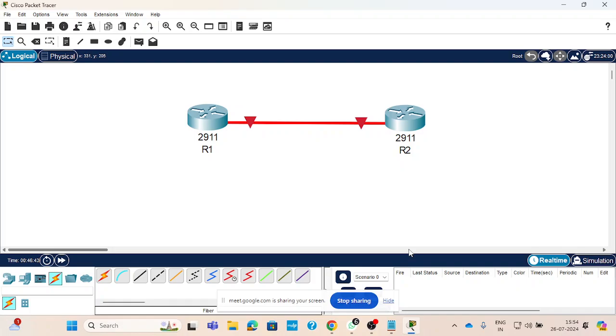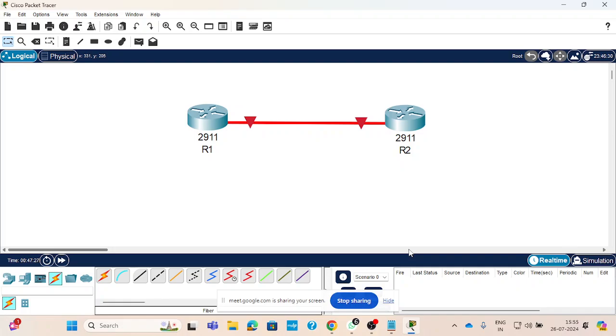So I have router 1 and router 2, and I'm designing a topology. I have two networks: R1 is connected to the 192.168.1.0 network, and R2 is connected to the 192.168.2.0 network. This one is the WAN link. In a WAN link I need only two IP addresses, so I always go for 10.0.0.0/30. I will always prefer /30. Let me design this topology.